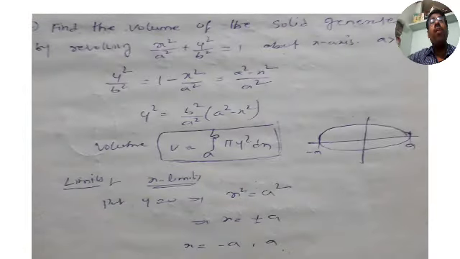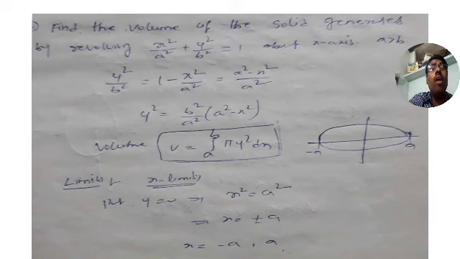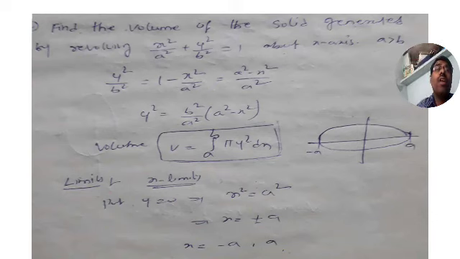So this is my fourth problem. Find the volume of a solid generated by revolving x square by a square plus y square by b square is equal to 1 about the x-axis, where a is greater than b. So look at the problem. This is a problem repeated many number of times.